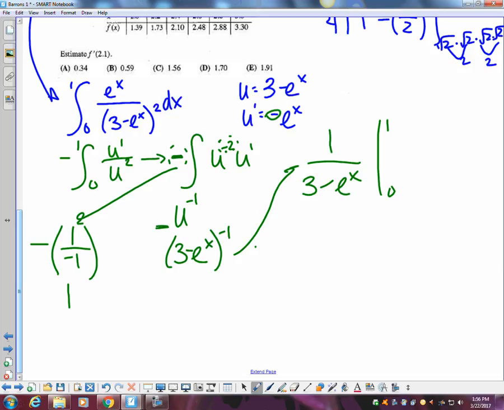Okay, so if I plug in a 1, e to the 1 is just e. And then minus. Now I'm going to plug in a 0. Well, e to the 0, anything to the 0 is a 1. Okay, so that becomes a 1/2.